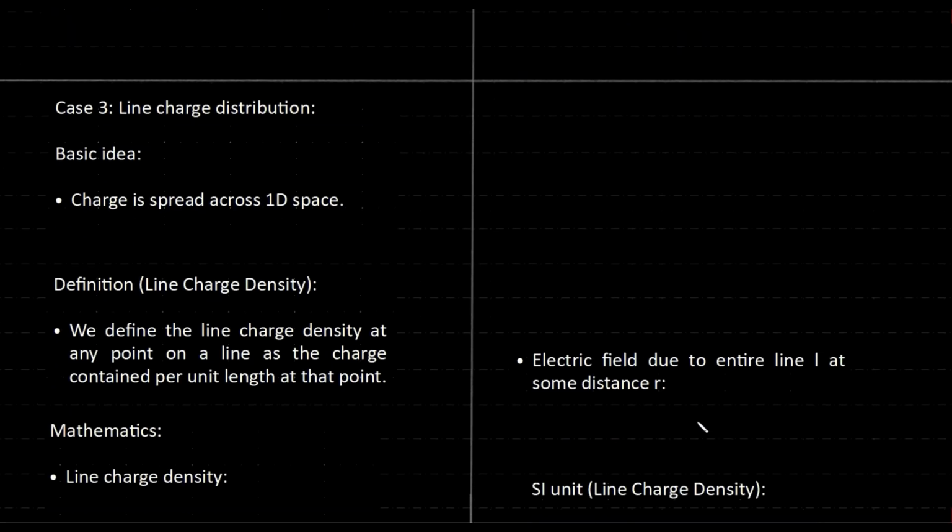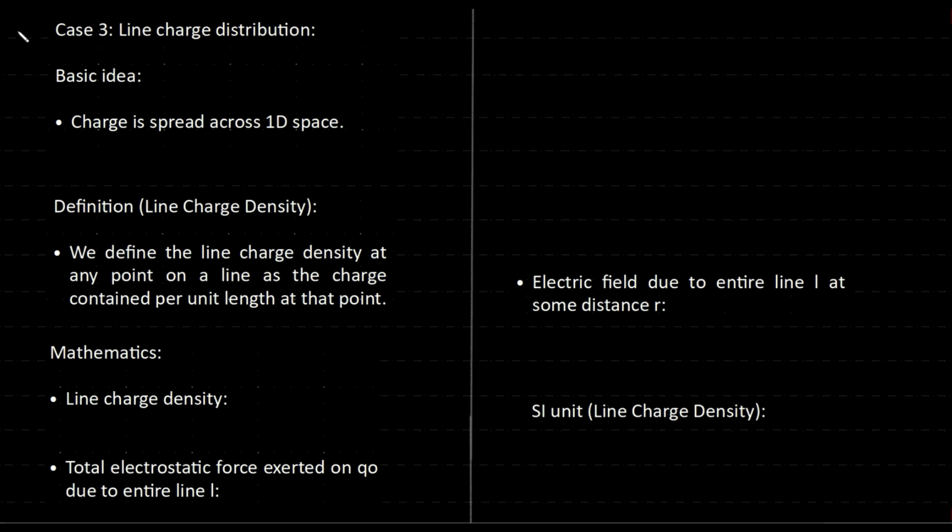Okay, guys. And finally, what do we have? Line charge density, the charge is spread across a line. And we define this as the line charge density at a point on a line as the charge contained per unit length at that point, right? Mathematically, this is lambda, and this will be dq by dl. Okay.